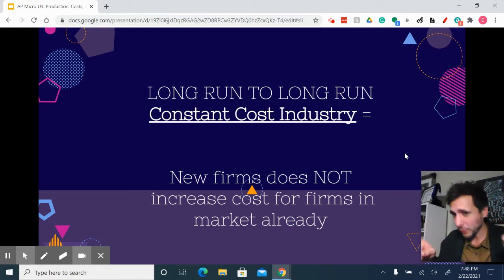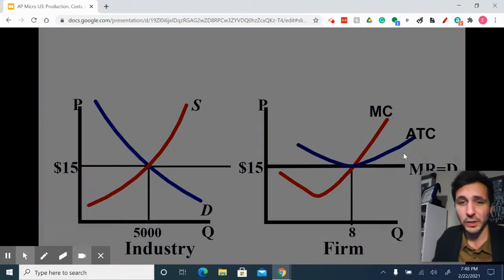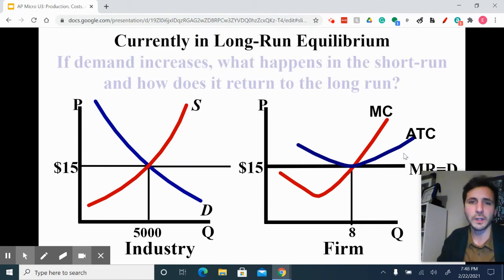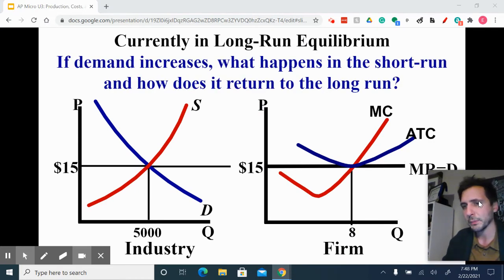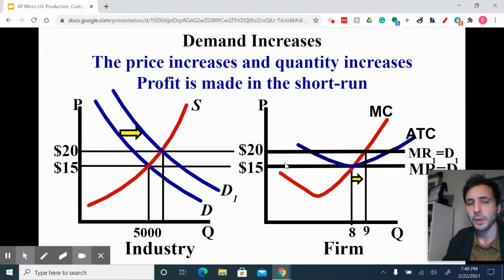So if you're tracking with me, that means not only are we going to have a shift in MR equals D equals AR, but we're also going to have a shift in our cost curves because costs are going to rise. But right now, constant cost looks like this. If demand increases, what's going to happen? Well, in this one, demand is going to shift to the right. When demand shifts to the right, the price goes up.